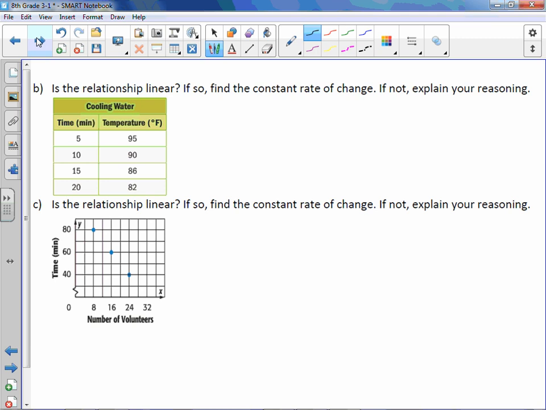Is the relationship linear? If so, find the constant rate of change. If not, explain your reasoning. Minus 5, minus 4, and minus 4. Over here, it looks like all plus 5. No.